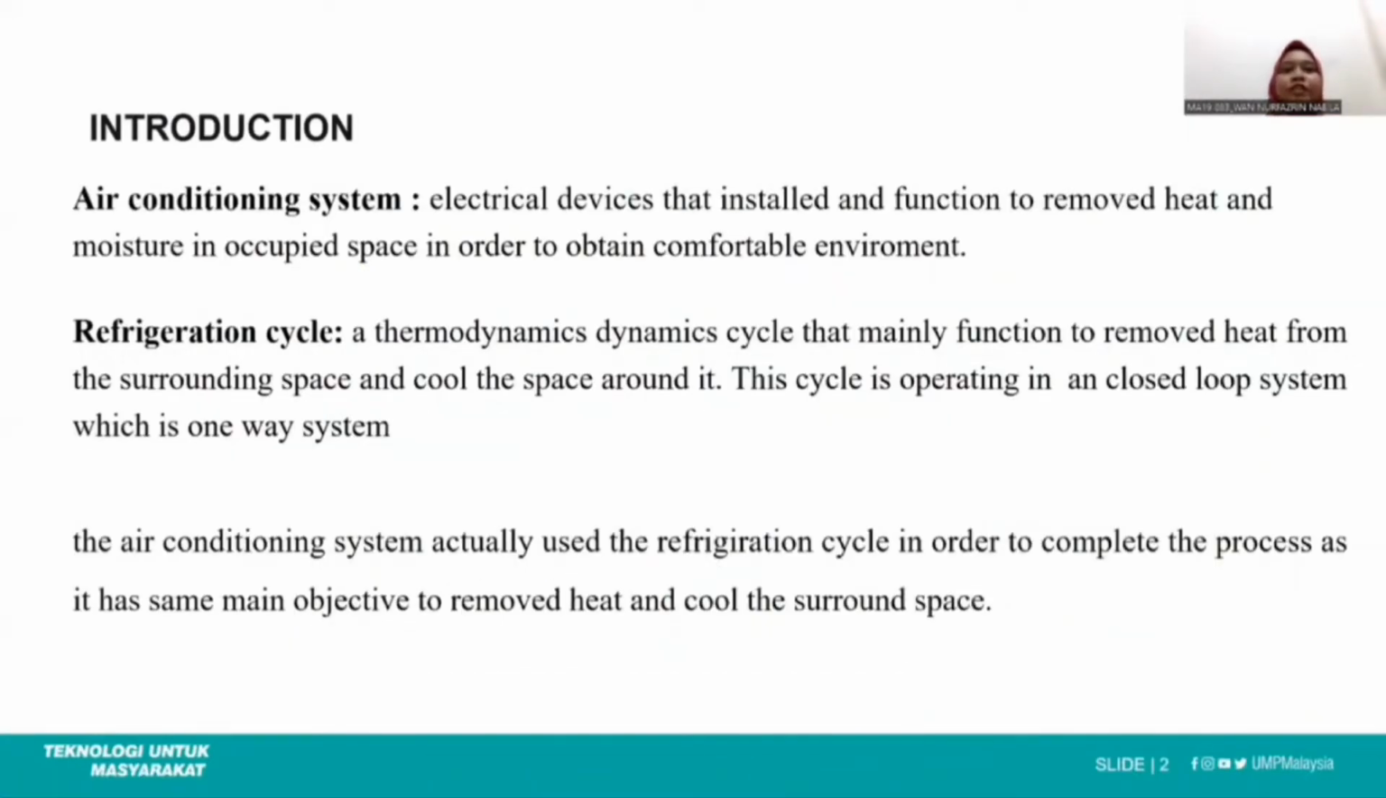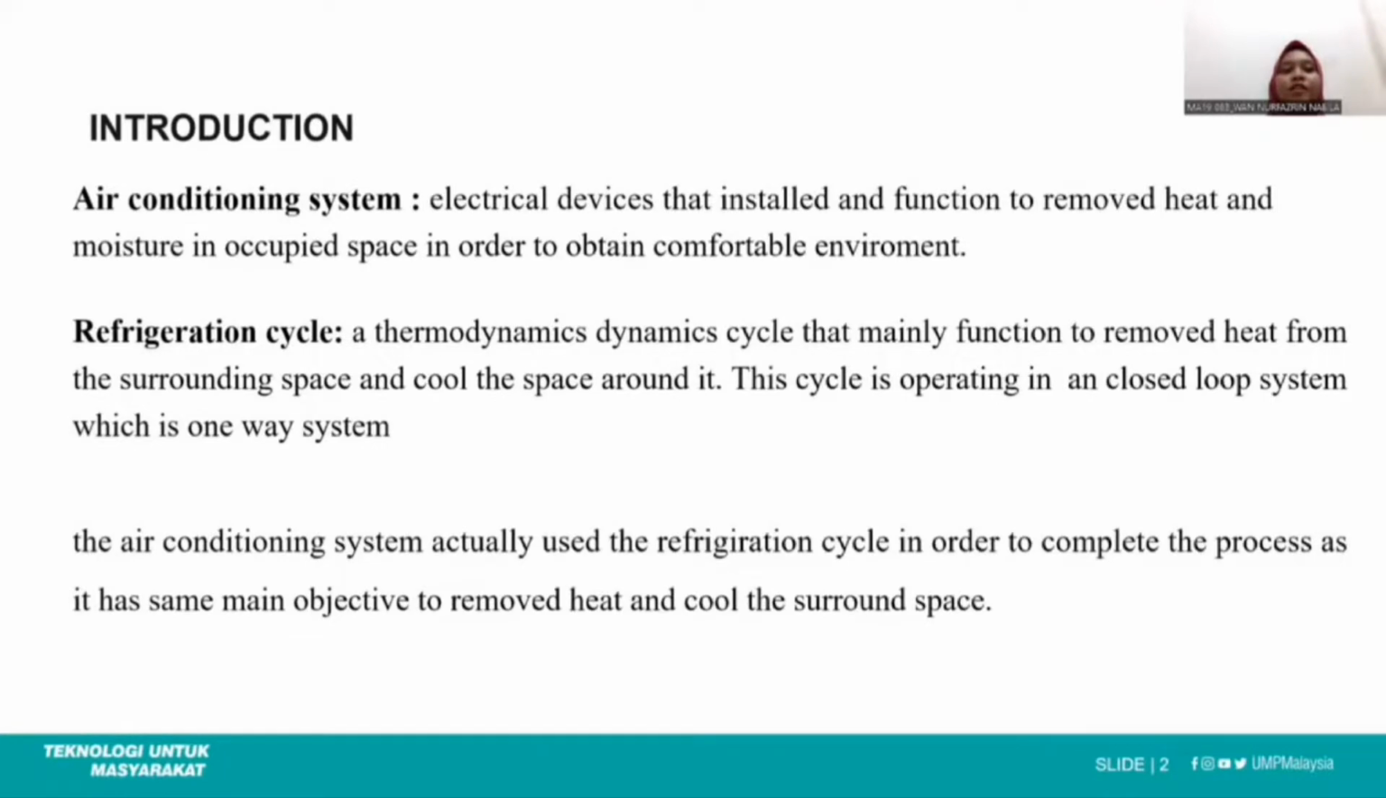Introduction. Air conditioning system. An air conditioning system is known as an electrical device that is installed and functions to remove heat and moisture in an occupied space in order to obtain a comfortable environment. Refrigeration cycle. It is a thermodynamic cycle that mainly functions to remove heat from the surrounding space and cool the space around it. The cycle operates in a closed-loop system, which is a one-way system.